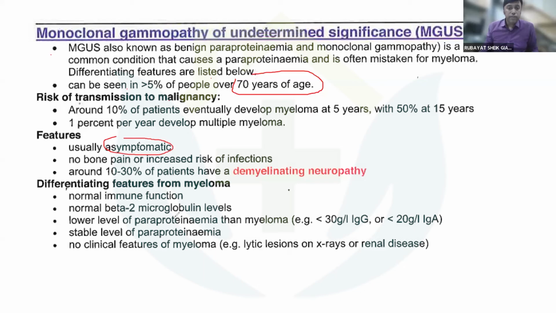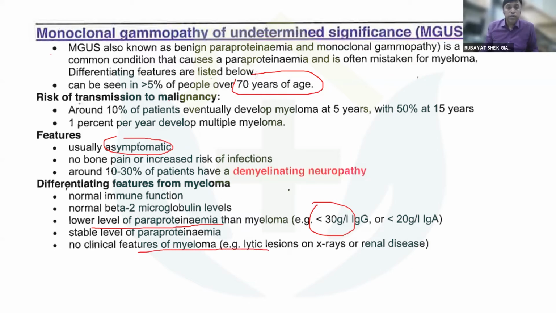incidental examination reveals some level of paraproteins present, usually less than 30 gram per liter. In multiple myeloma, it's more than 30. And there are no clinical features of multiple myeloma. There is no CRAB or anything.